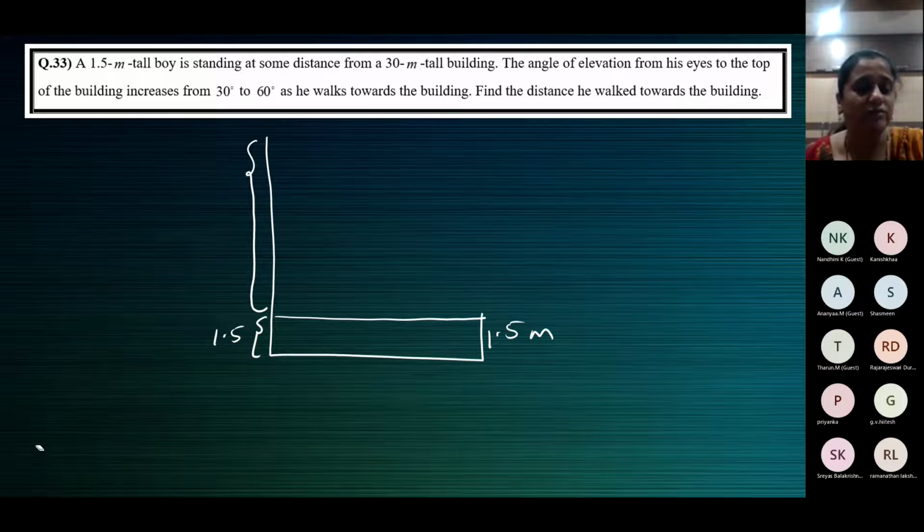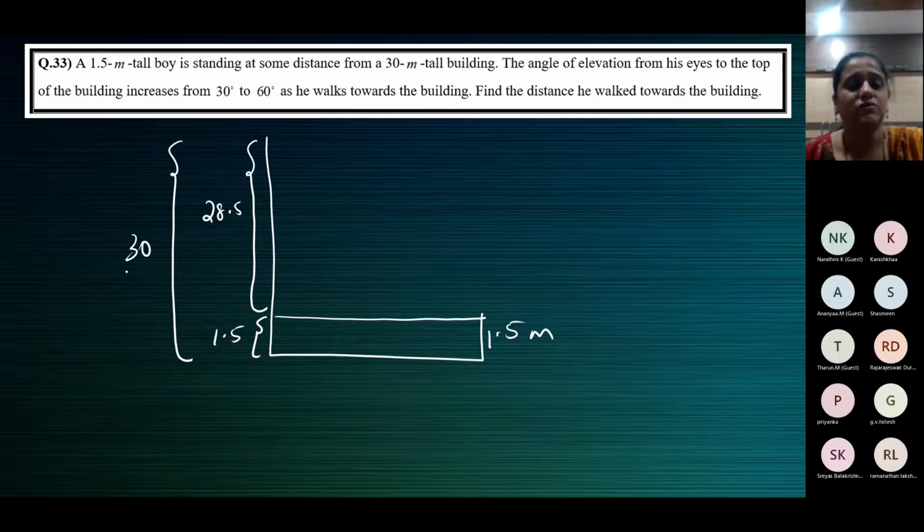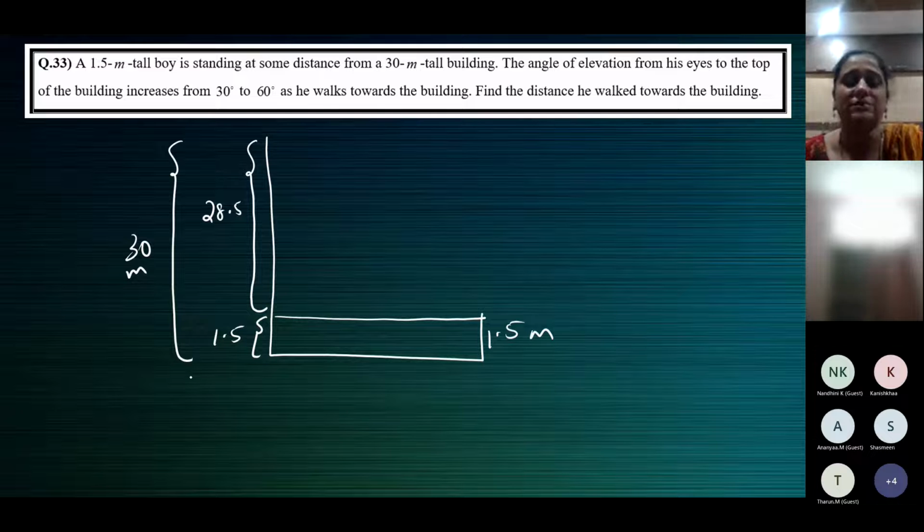This will be 28.5. So see, we did not read the question fully, but as much as possible, we'll try to make a rough sketch like this. This full thing is 30. It's a 30-meter tall building. So from the top of the building to the foot of the building, it is 30 meters. The foot of the building is obviously on the ground. But the height of the boy is 1.5. So the rest of the height is 28.5.